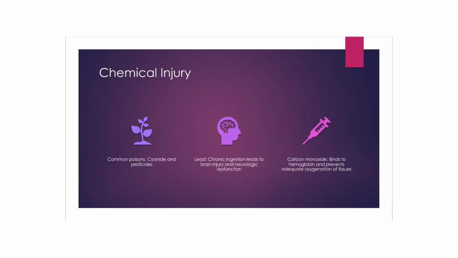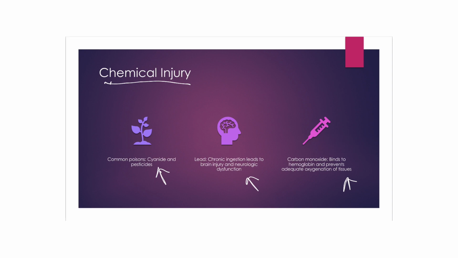Moving on from hypoxic injury to another type of cellular injury, chemical injury. So chemical injury is caused by outside chemicals. Makes sense, right? Chemical injury. So some common poisons are cyanide and pesticides. Lead, chronic ingestion, leads to brain injury and neurologic dysfunctioning. We've heard of lead poisoning. Carbon monoxide binds to hemoglobin and prevents adequate oxygenation of tissues.